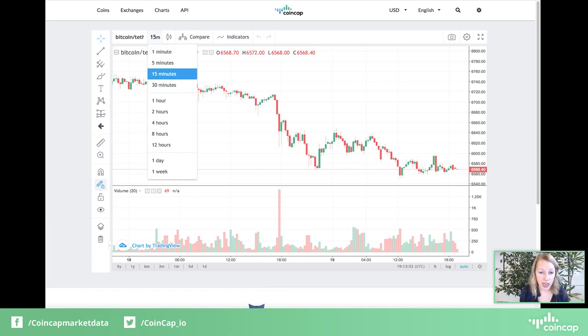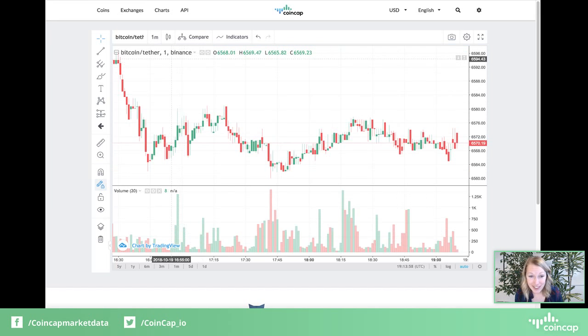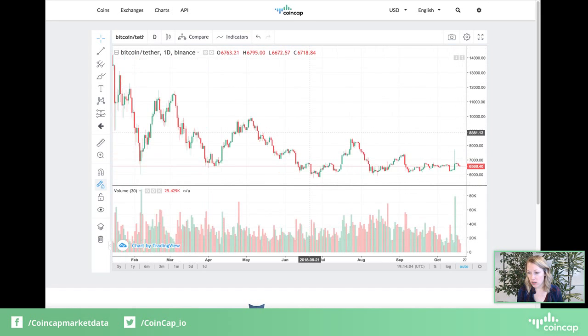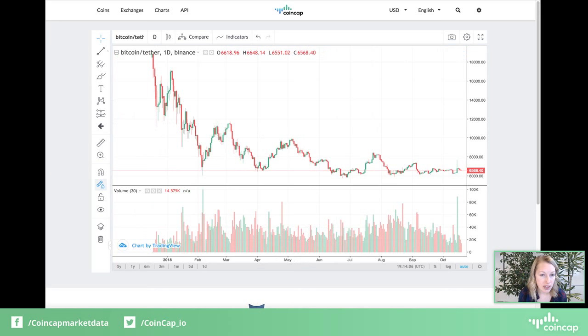And you can even change different increments. Maybe you want to look at every single minute of activity. Maybe you want to look at every single day. Maybe that's what you're more interested in. But you can even do some graph manipulations.